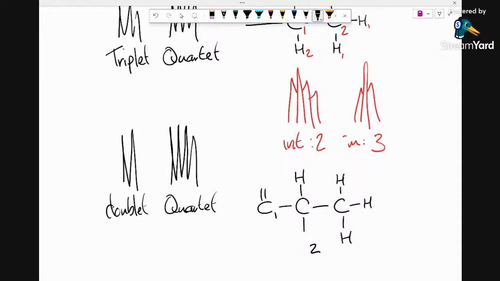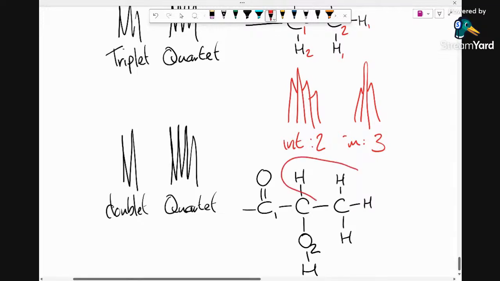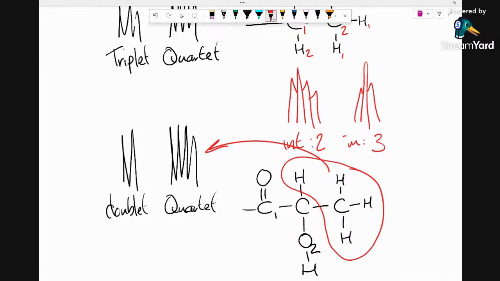You can add a C double bond O here. That would work, because there's no hydrogen on that carbon to split the guy next door. We could also add an alcohol group. That's another classic group to make an appearance. But the point being is this structure here is coming from this split pair. So recognizing split pairs has huge value because it cuts down the amount of time it takes you to solve a question.